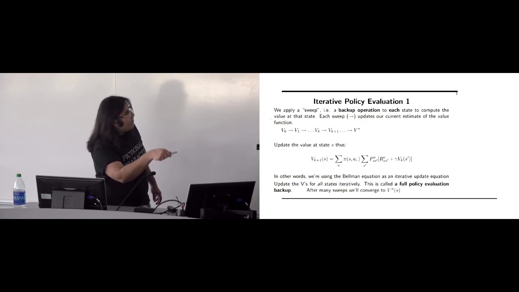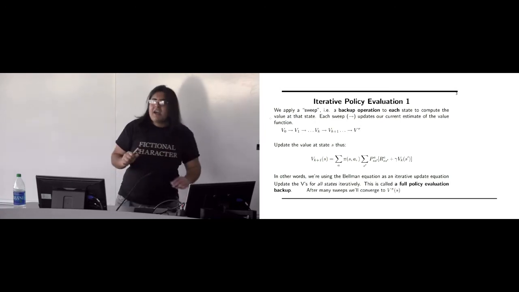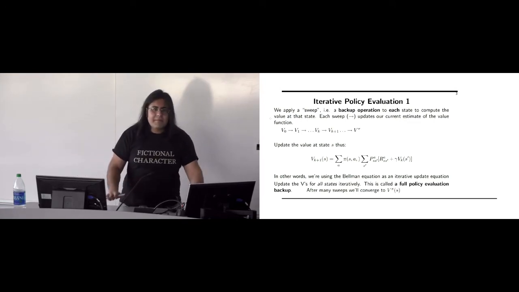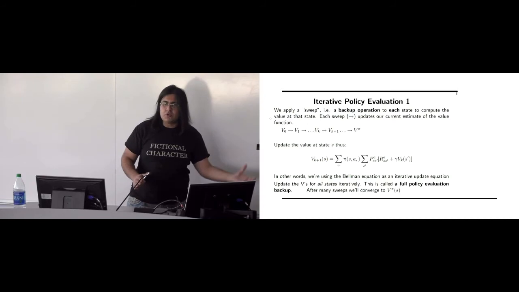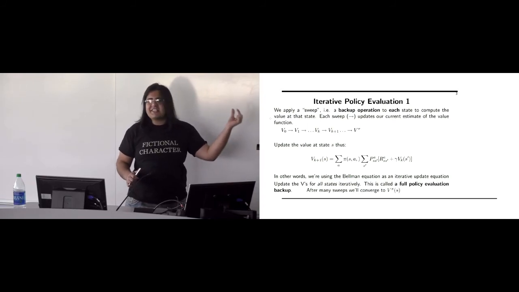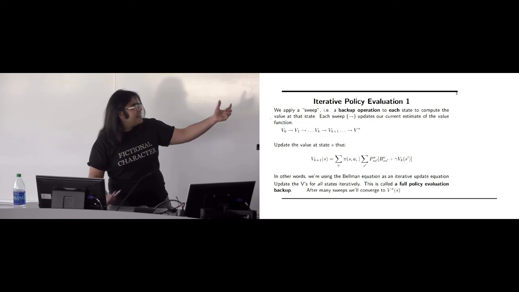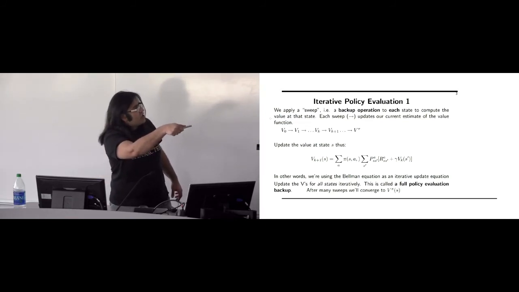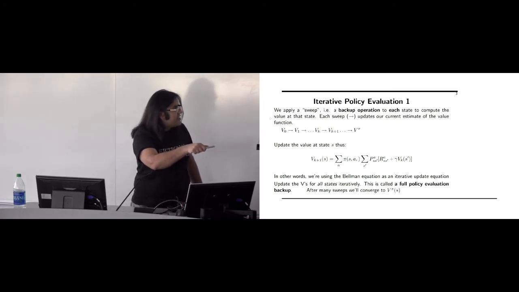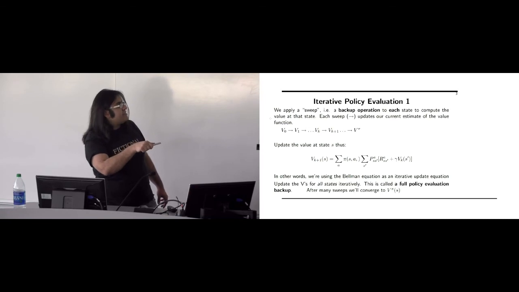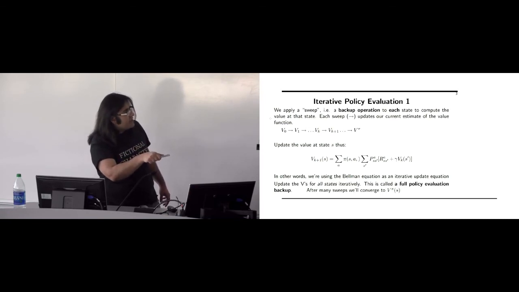As you can see, we have the recursion we were looking for. V_{k+1}(s) depends on V_k(s'). What's k? Exactly. It's an iteration counter. Imagine a for loop or a loop of any kind. This k is the index of iteration. You're saying that at iteration k plus 1, V of s is calculated based on this equation here. In other words, we are using the Bellman equation as an iterative update equation. It updates the V's for all states iteratively. This is called a full policy evaluation backup. After many sweeps, it will converge to V pi of s.